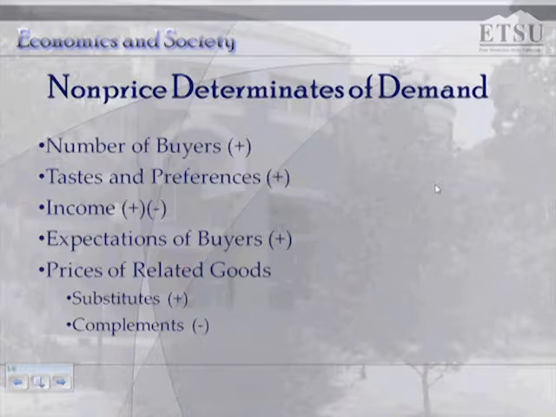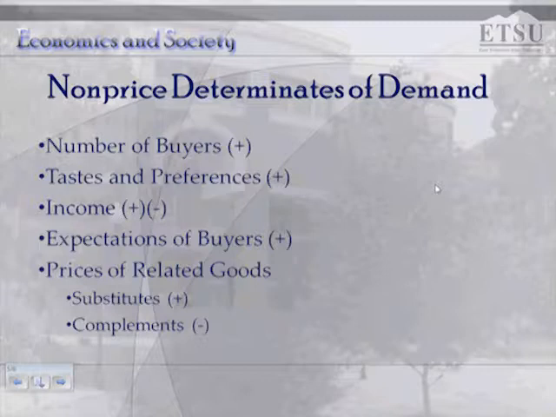Expectations of buyers has a positive relationship with demand. That is, if buyers expect the price to be higher tomorrow, then they will respond by purchasing more of the good today, holding everything else constant, ceteris paribus, right? If they expect the price to be lower tomorrow, then they may respond by buying less of the good today. Either way, it's a positive relationship because their expectations about price move the same way as their demand for the good.